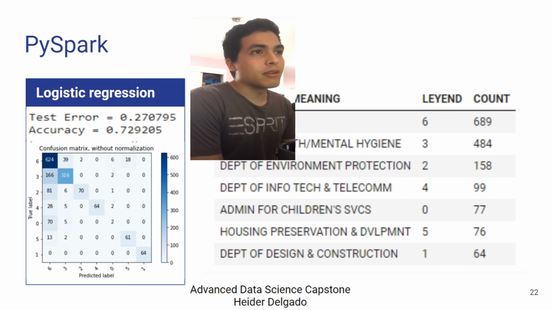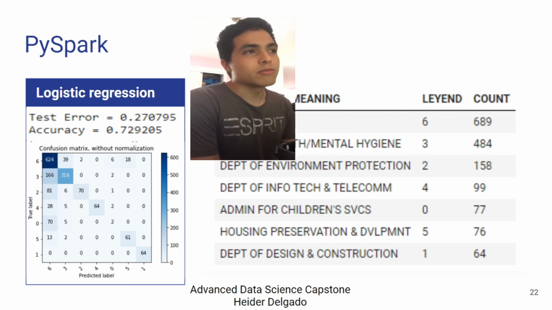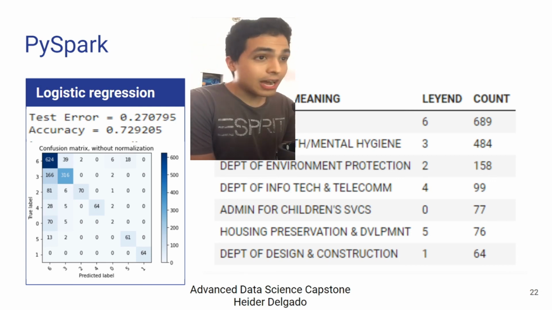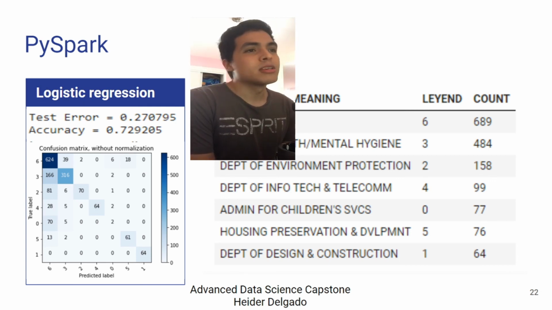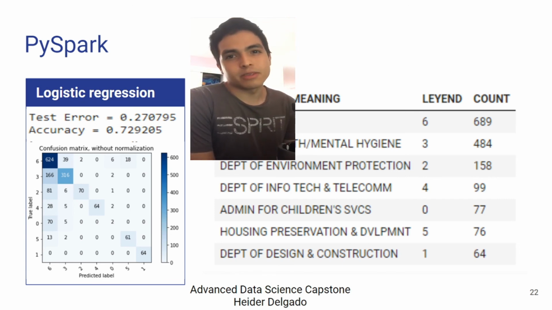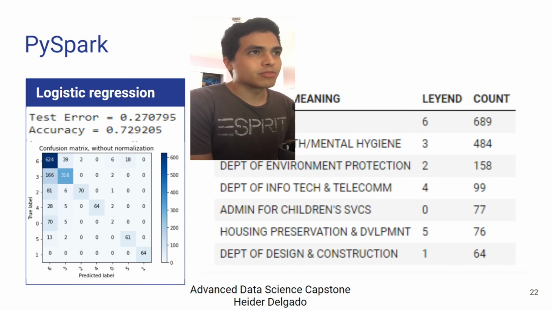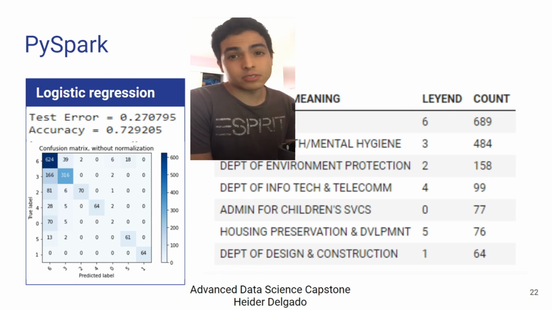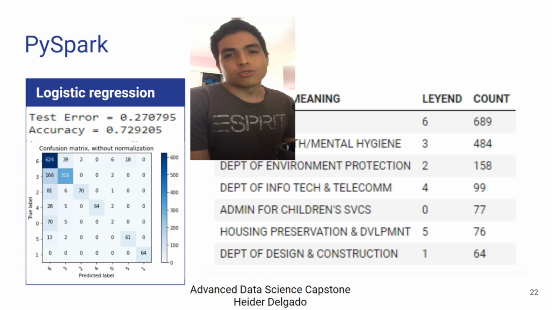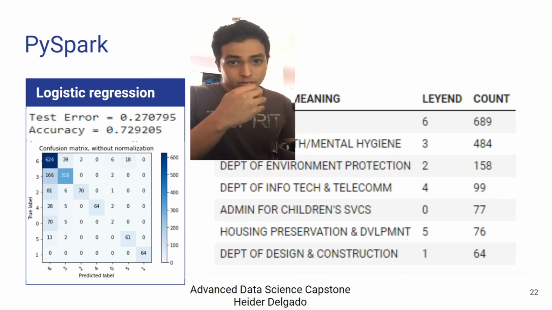This is my final model that I used. I used a PySpark multinomial logistic regression to predict the agency column. I predicted with an accuracy of 72.9%, which can be rounded to almost 73%. I guess you can do better, but it's really hard to know how to feature engineer the data so you can have better categorical values.